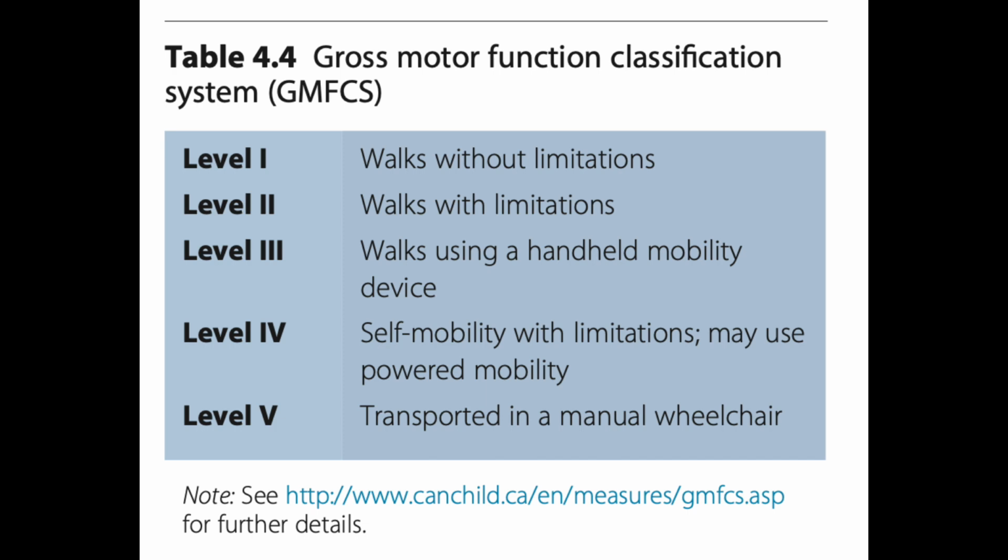Functional ability is described using the Gross Motor Function Classification System, which is shown in this table, GMFCS. These are the levels. Level 1 walks without limitation. Level 2 walks with limitations. Level 3 walks using a handheld mobility device. Level 4 is self mobility with limitations, may use powered mobility. Level 5 is transported in a manual wheelchair.